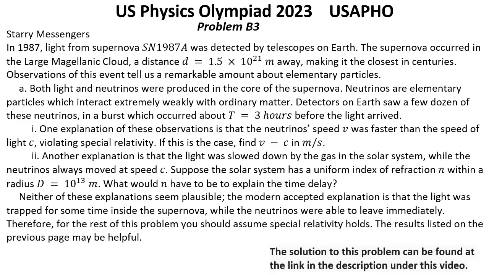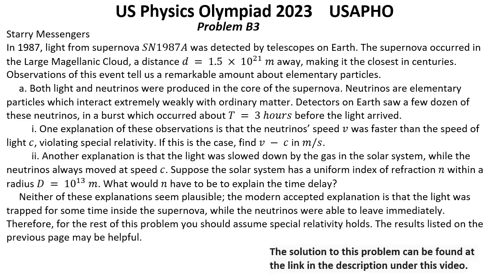Observations of this event tell us a remarkable amount about elementary particles. Part A. Both light and neutrinos were produced in the core of the supernova. Neutrinos are elementary particles which interact extremely weakly with ordinary matter. Detectors on Earth saw a few dozen of these neutrinos in a burst which occurred about t equal 3 hours before the light arrived.